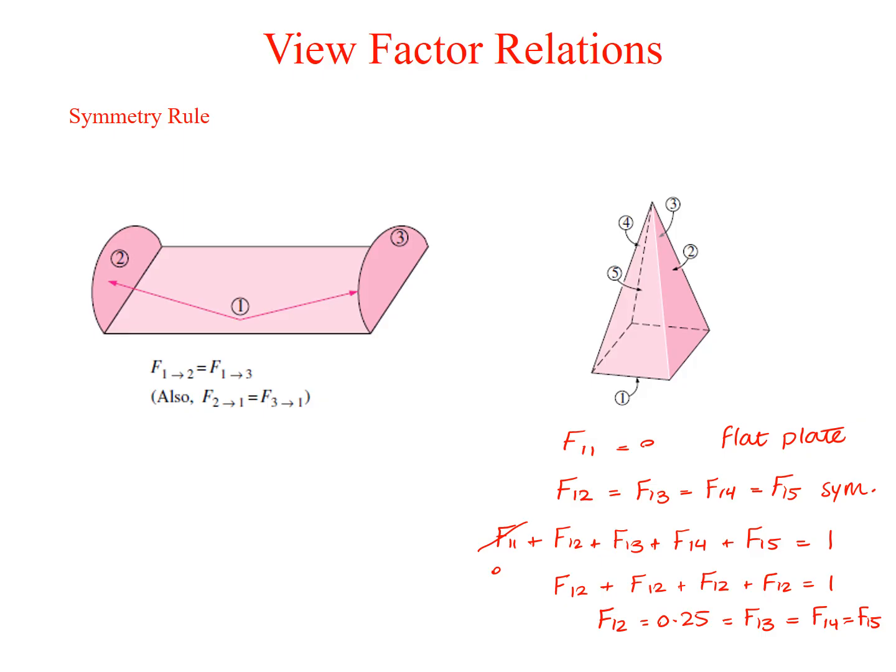You can see with the relations that we know so far, you already can write a lot about different shapes. You don't really need to integrate all the time. You can just use some logic, based on understanding of the view factor, and actually calculate this, for example, to be 25% with really limited information.